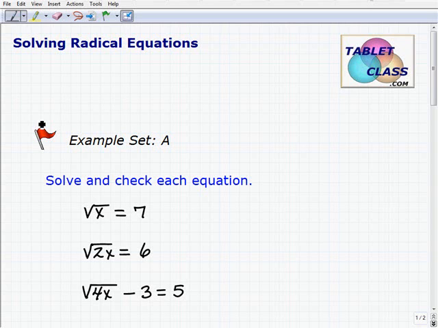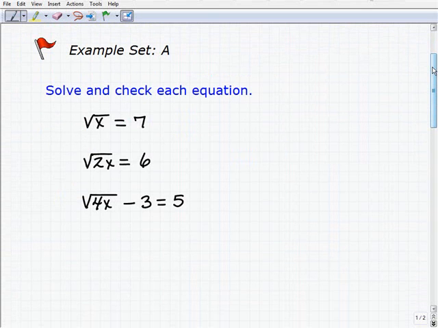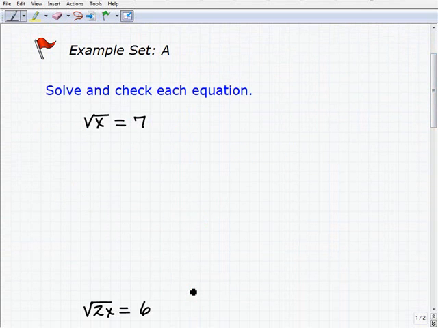This is our first example set A. What we're going to do here is take a look at these three problems and just make sure that you understand the procedure to solve radical equations. If you have this mastered in this particular video, then you can move on to more challenging problems. So let's take a look at our problems. It says solve and check each equation, and we need to check our solutions. That's part of the procedure, but let's just recall what the procedure is.